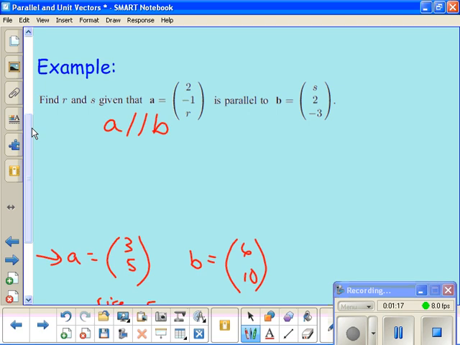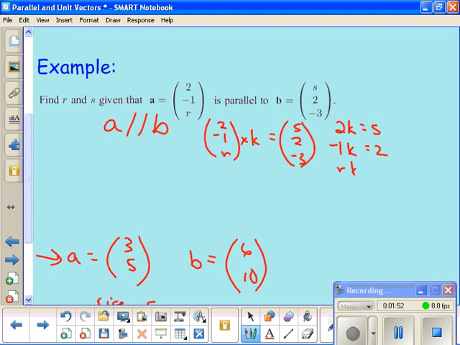So let's just take this for example. Find r and s if a equals that vector and b is parallel to a and it equals that one. So what we know is that 2, -1 times some factor, some k, is equal to s, 2 and -3. So we can really write equations. 2k equals s. Well, I have two variables there. -1k equals 2. Only one variable there, so I can find k. And then r times k equals -3. So I'm going to solve this one because I've only got one unknown, I can find out what k is. So k is -2.